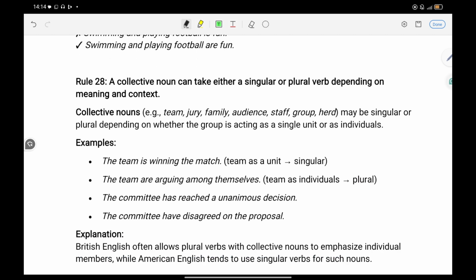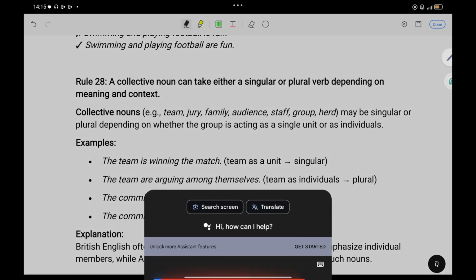Rule 28. A collective noun can take either a singular or plural verb depending on meaning and context. Because I've had people ask, okay, how do we know when to use singular or plural for collective nouns? So this is an explanation you should hold on to.